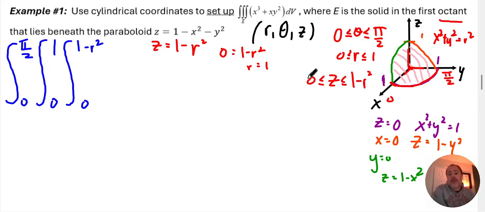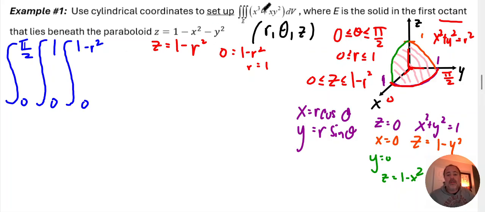So we're going to use a couple of equations that we should be familiar with. Remember that x is always equal to r cosine theta, and that y is also equal to r sine theta. So everywhere I see an x, I'm going to write the r. So I've got r cosine theta quantity cubed. So it's going to be r cubed cosine cubed theta.